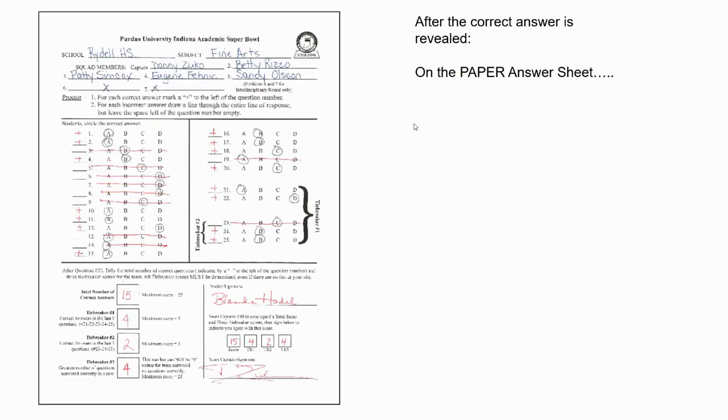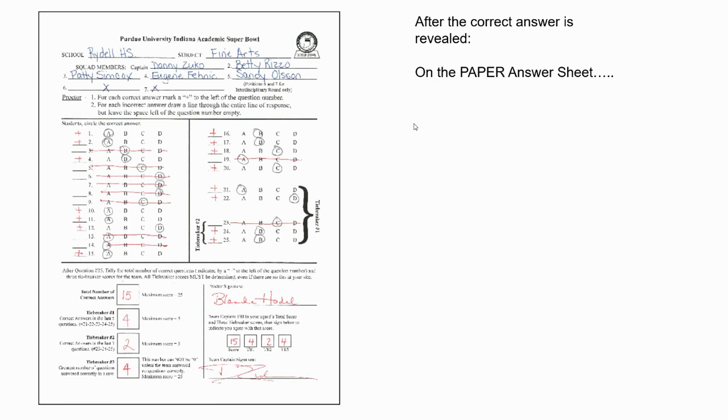Okay, so after the answer is revealed and the electronic scoring does its thing, you will need to look at what you have put down on the paper answer sheet. They're going to reveal the score. You look at the paper answer sheet. If they got it right, put a plus next to the number.